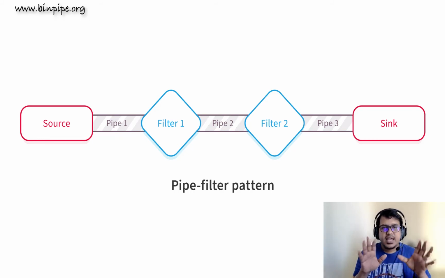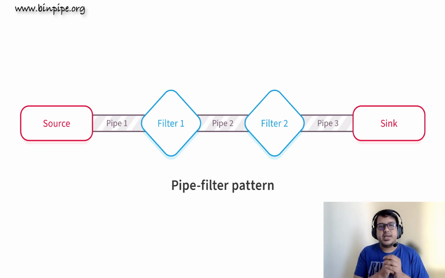Now, what are the characteristics of a pipe filter pattern? One is the code for each task is relatively small, and you treat it as one independent filter. You can deploy, maintain, scale, and reuse code in each filter. And finally, the stream of data that each filter processes passes through a pipe. These are the features of a pipe filter model.